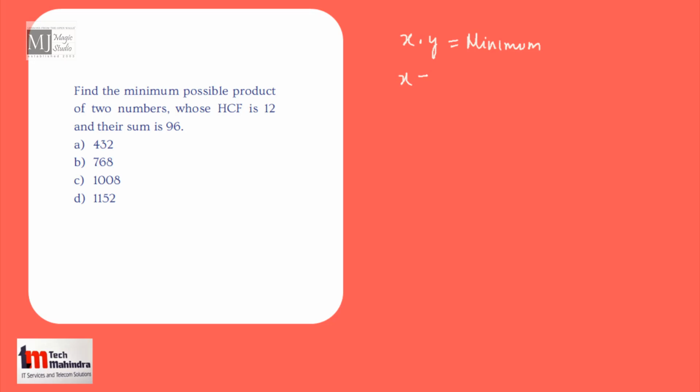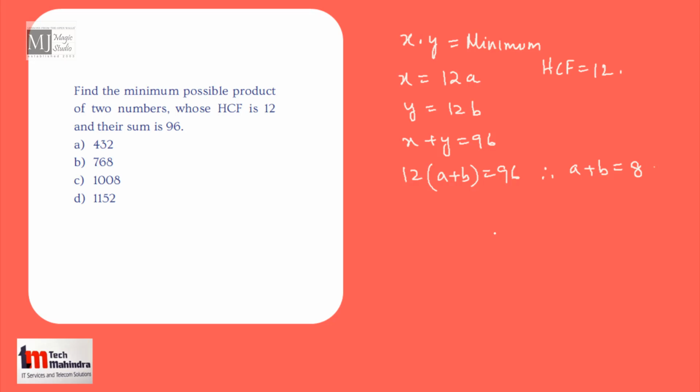Then can I say x is 12a and y is 12b, because HCF is equal to 12. Okay, and the sum is 96. x plus y is 96. That is 12 into (a plus b) is 96. Therefore, a plus b should be 96 by 12, that is 8.